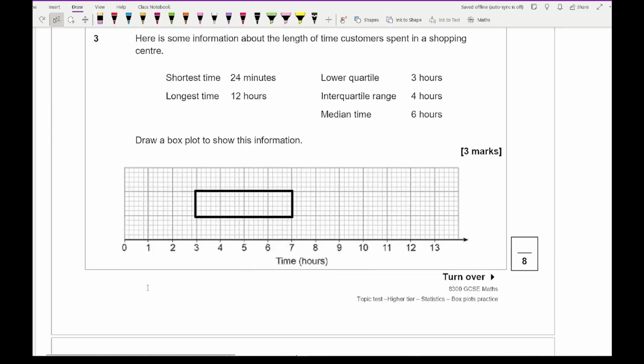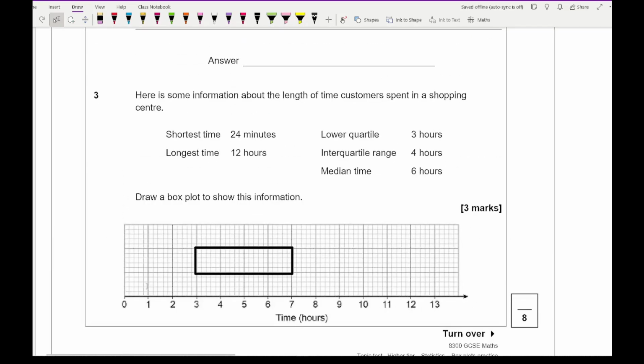For question 3, it says here is some information about the length of time customers spent in a shopping centre. The shortest time was 24 minutes, the longest time was 12 hours, the lower quartile was 3 hours, the interquartile range was 4 hours, and the median time was 6. One thing to note is that the shortest time is given to me in minutes, so I need to convert that into hours. So 24 over 60, dividing both numbers by 6, becomes 4 over 10, which is 0.4. So my smallest value needs to be there.